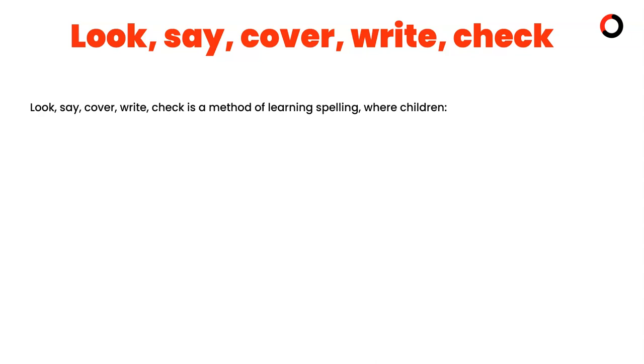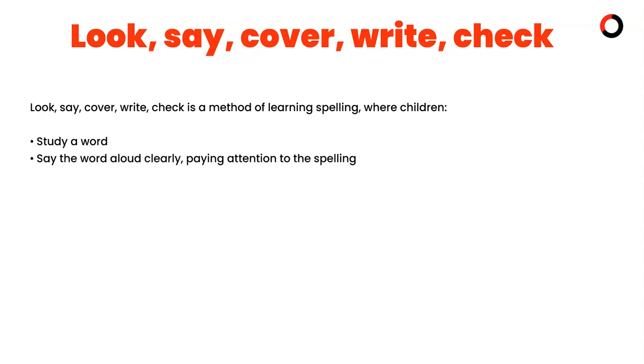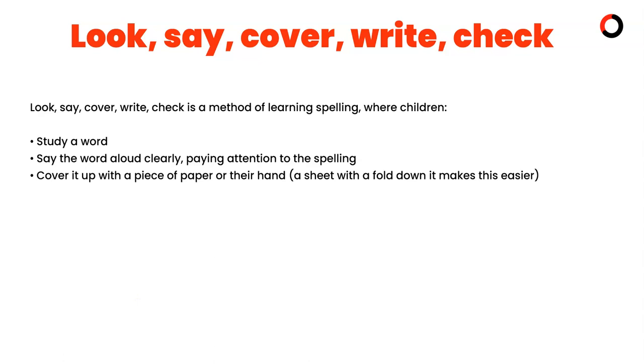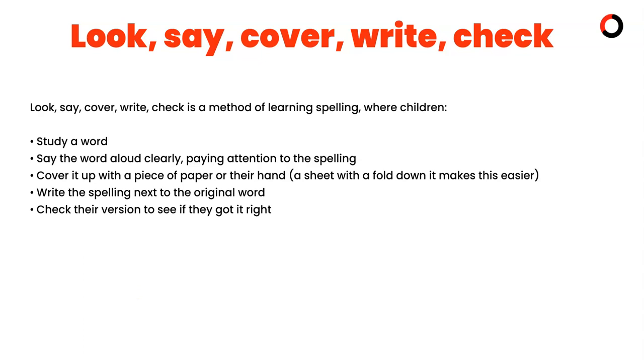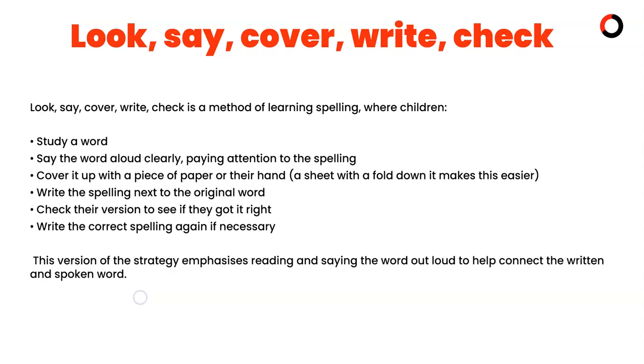Just another quick recap. This is a method of learning spelling where children study a word, say the word aloud clearly, paying attention to the spelling, cover it up with a piece of paper or their hand. A sheet with a fold down makes it easier, so we've included a template. Write the spelling next to the original word, check their version to see if they've got it right, and write the correct spelling again if necessary. This version of the strategy emphasizes reading and saying the word aloud to help connect the written and spoken word.